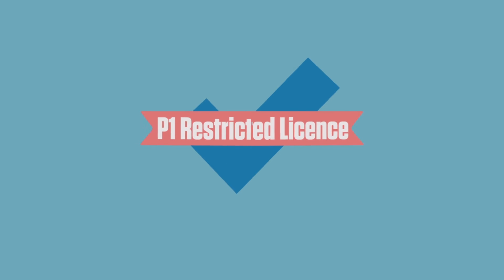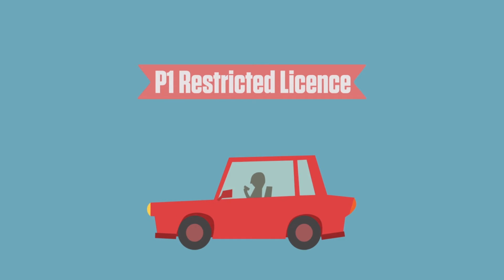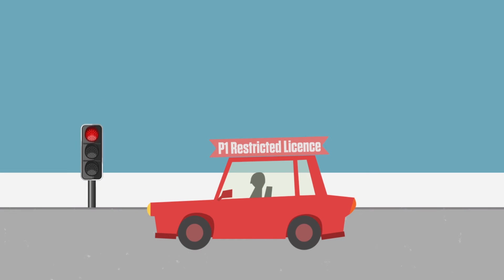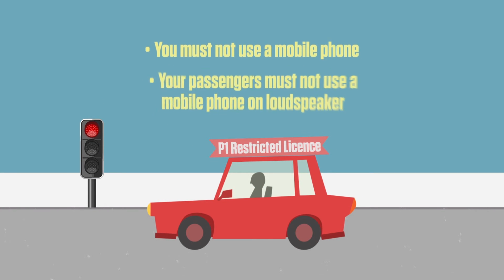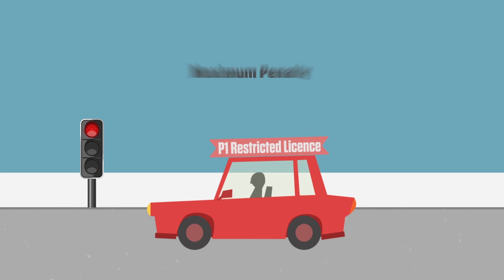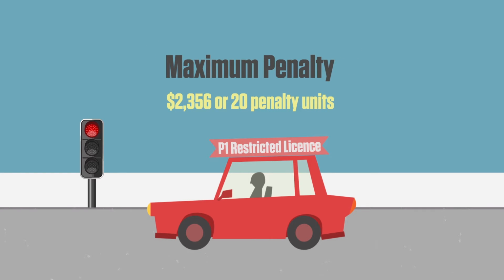If you are granted a provisional or P1 restricted license, use of a mobile phone in a vehicle is even more restricted than usual. On a P1 restricted license, while the car is in motion or stationary but not parked, such as when you are stopped at traffic lights, you must not use a mobile phone, and your passengers must not use a mobile phone on loudspeaker. The maximum penalty in both cases is $2,356 or 20 penalty units.